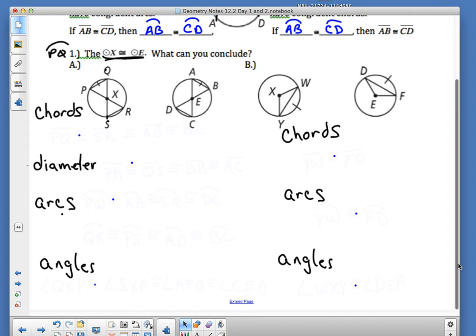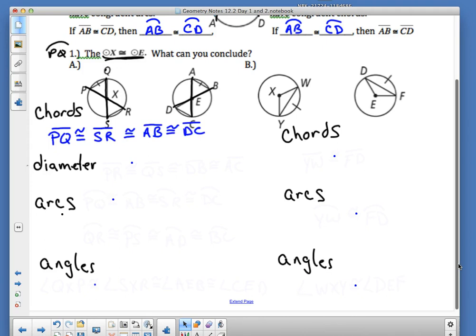But in problem A, when I talk about chords, I'm talking about PQ being congruent to AB. Because in this particular case, it brings a situation to light. These are diameters. I now have the creation of vertical angles. And I have diameters in both situations here with congruent circles. So I know my chord PQ and my chord AB are also congruent to segment SR and segment DC, because they're diameters. If they were not diameters, I could not make this generalization.